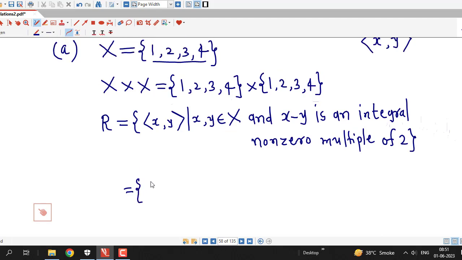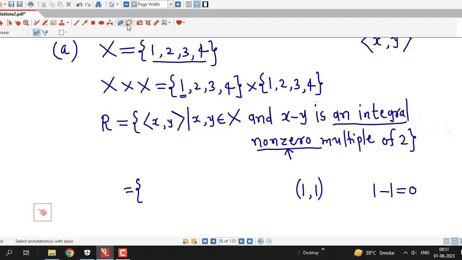So we can start in this way. First I fix 1, so I have to check for (1,1). So (1,1) belongs to R if 1 minus 1 is an integral non-zero multiple of 2. So we know that 1 minus 1 is 0. So 0 can be written as a multiple of 2, but 0 is not allowed. We are allowed only non-zero multiples of 2. So (1,1) is not in R.